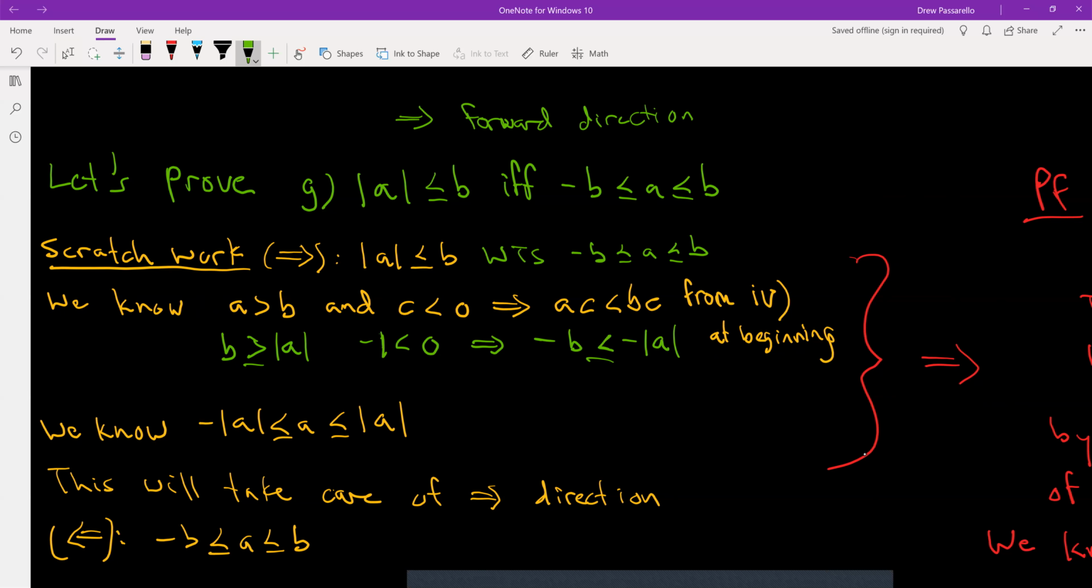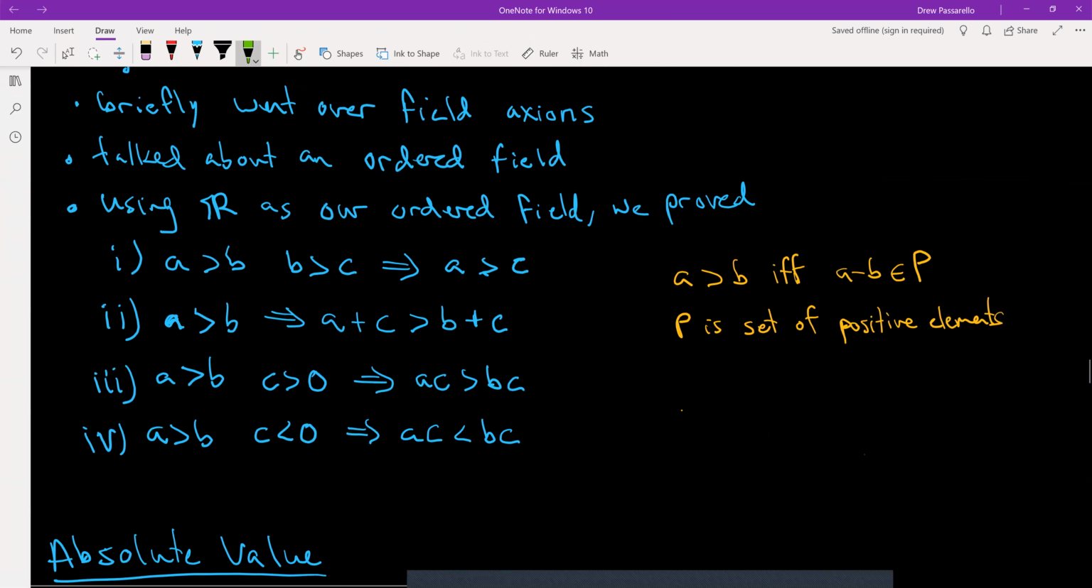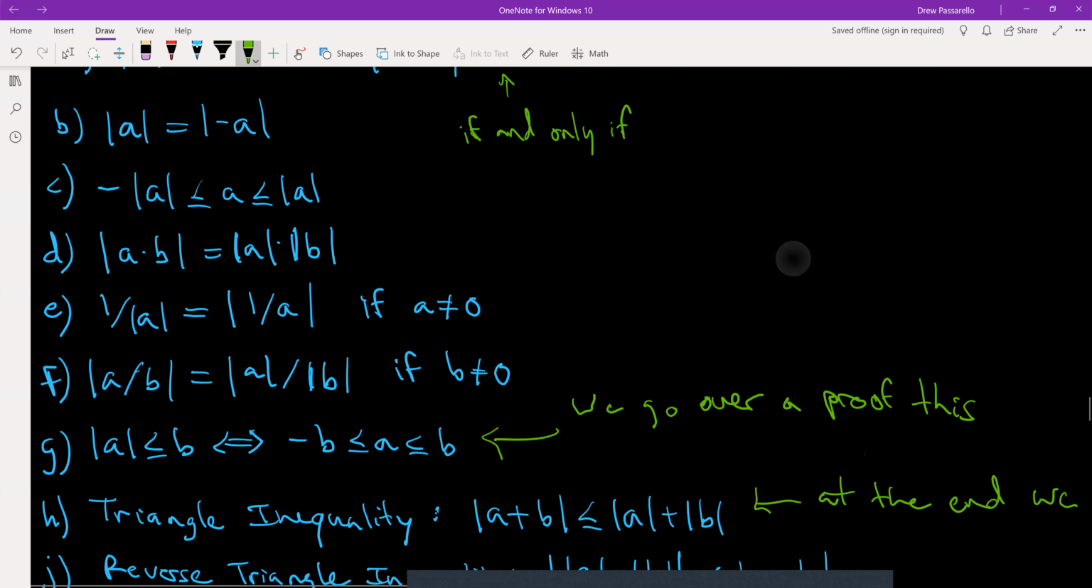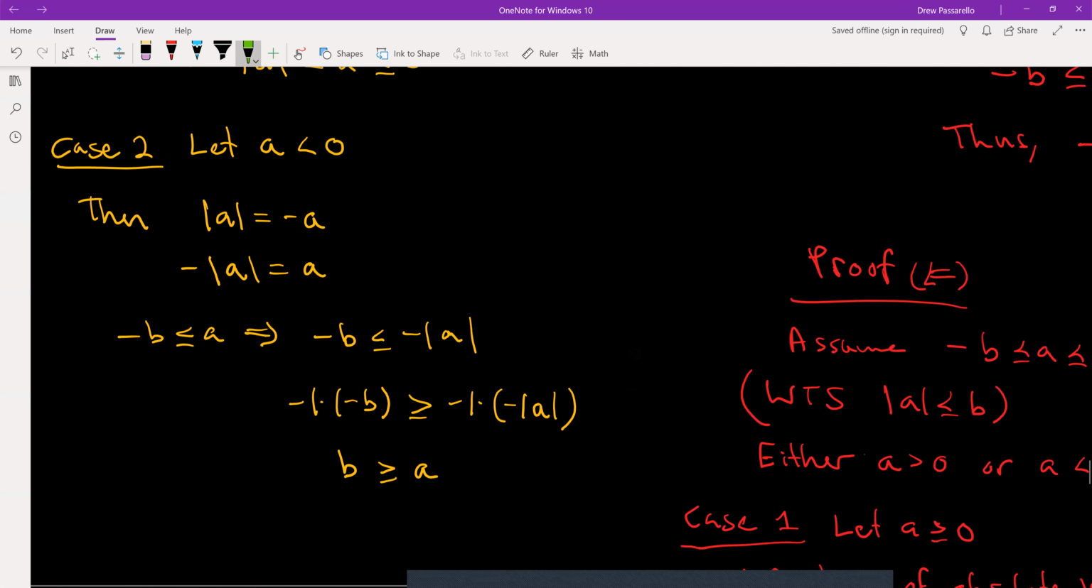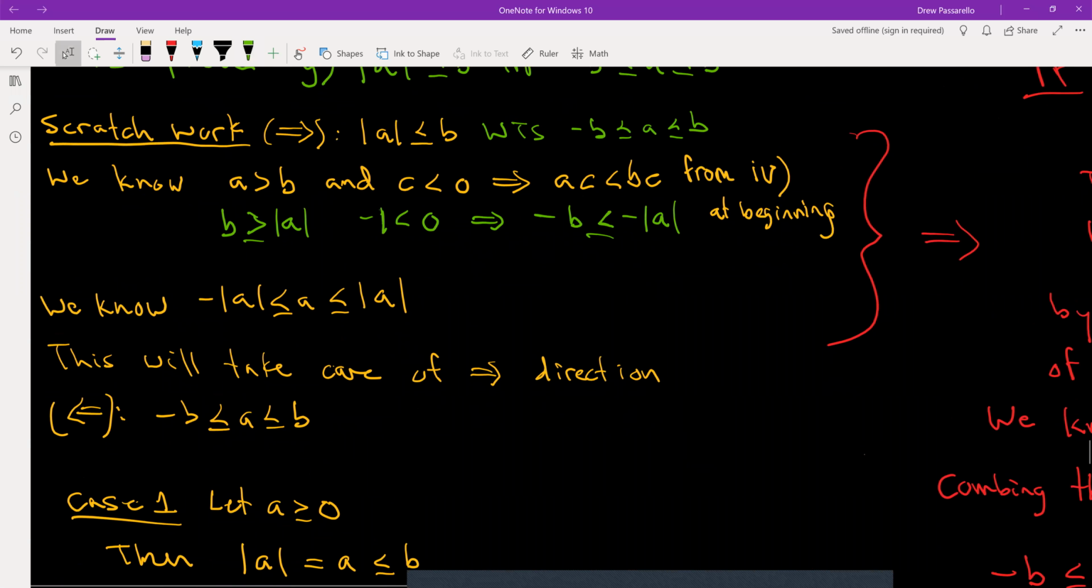So from part 4, what we went over in the previous video, at the beginning right here, we're going to make use of this. I just labeled that as number 4, Roman numerals. I could probably have better names for these, but I wrote it over again. It was: if A is greater than B and C is less than 0, then A times C is less than B times C. So that's what we know from part Roman numeral 4.